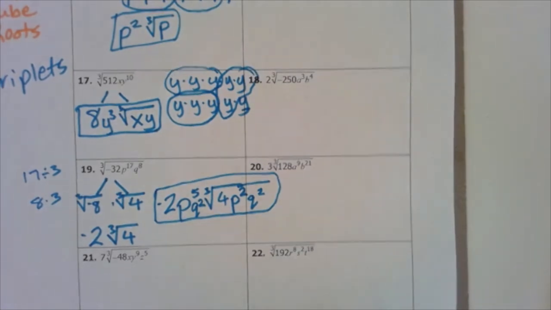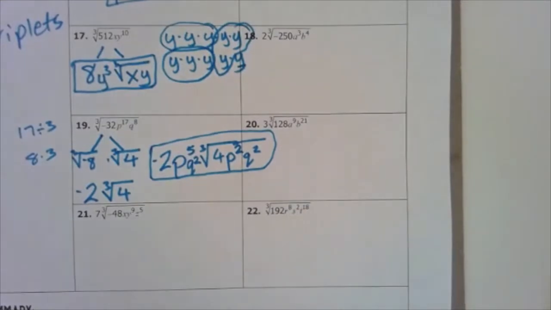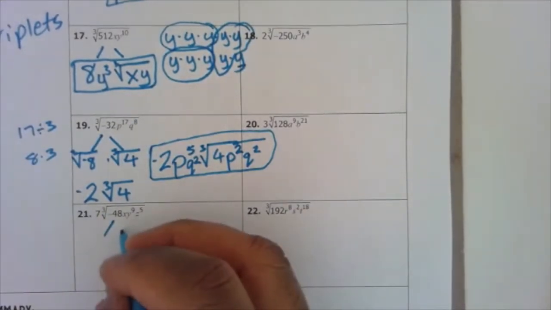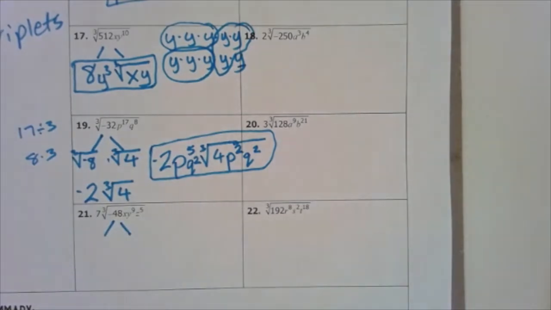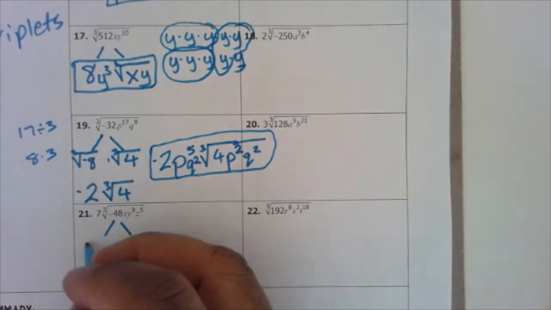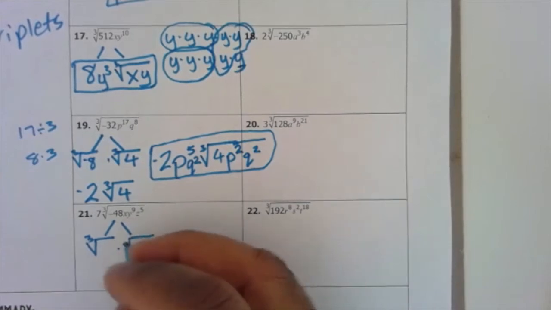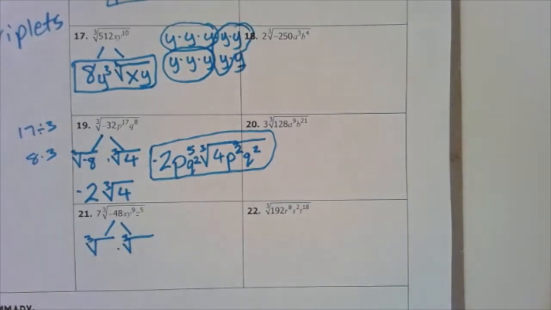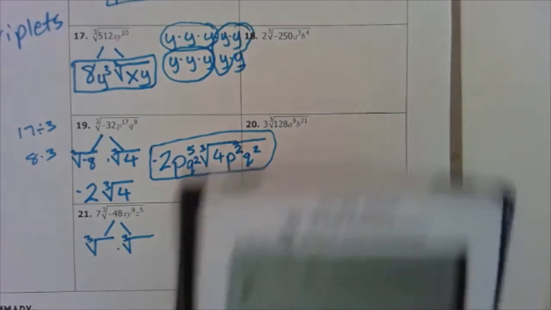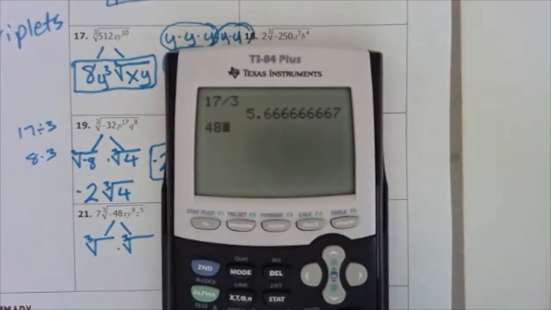All right, so our last example that we're going to do together here is number 21. Once again, we have a negative number here under the radical sign. We have a negative 48. And so I need to find out what's my biggest perfect cube that can go into negative 48. We might have to do a little trial and error here, but I think it's just going to be 8.